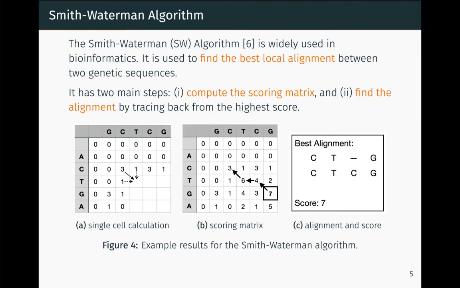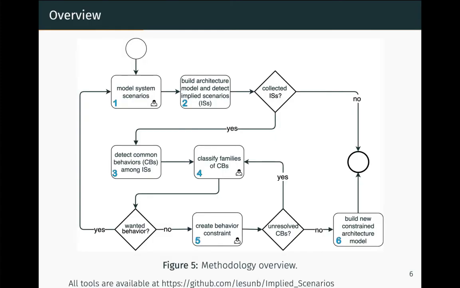Now, with background out of the way, let's get on to our methodology. This is an overview of our methodology. It has 6 steps. First, the user would model the system scenarios, like the boiler system we saw in the background. After that, we're going to build the architecture model, which means we take all those scenarios and see all the possible behaviors the system could have at runtime. And we'll detect implied scenarios, so behaviors we did not model but are actually happening in the architecture model. If there are no implied scenarios, good to go. We don't have to do anything else.